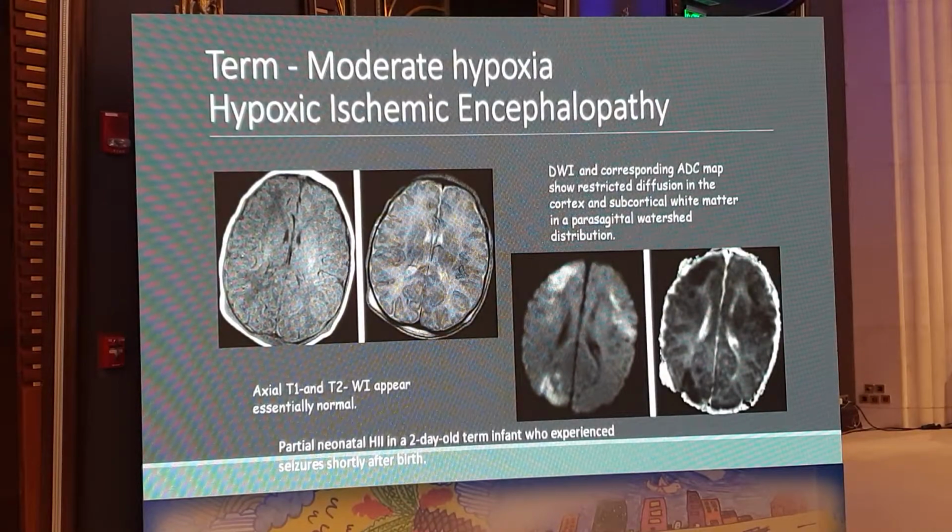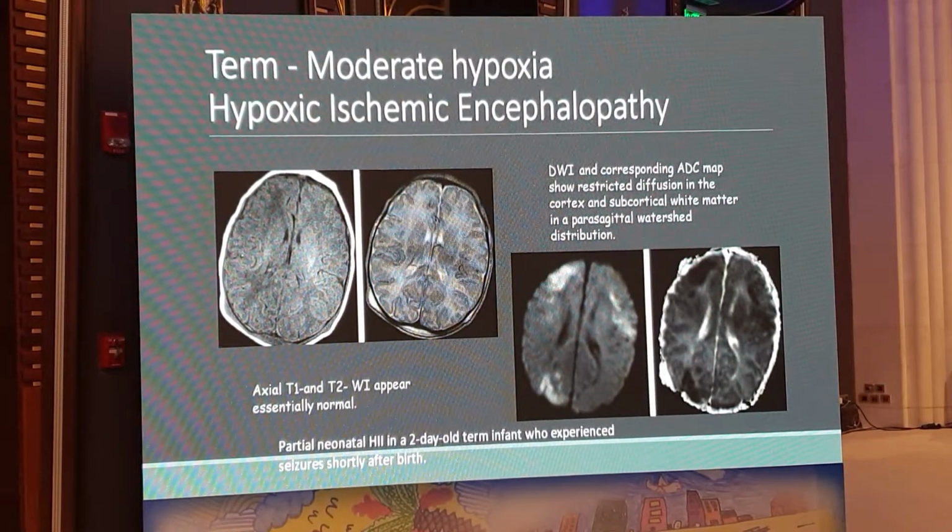On the MRI, the conventional images, the T1 and the T2, show no significant changes. In the diffusion weighted images, we can see bilateral, mainly cortical and subcortical, cytotoxic edema or infarction-like changes, as seen in the bilateral frontal and the right occipital area.